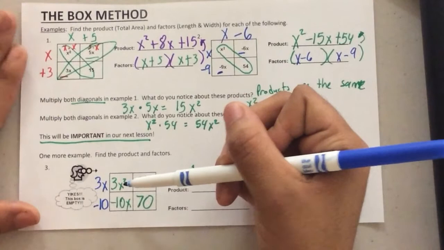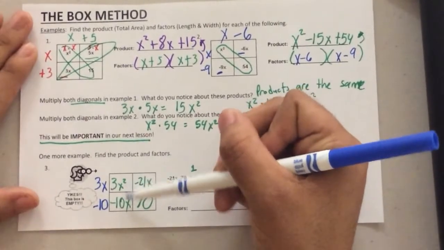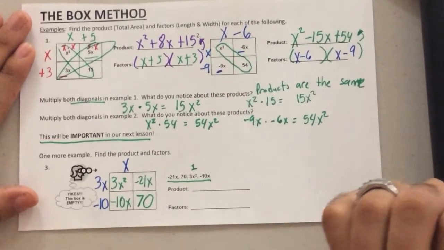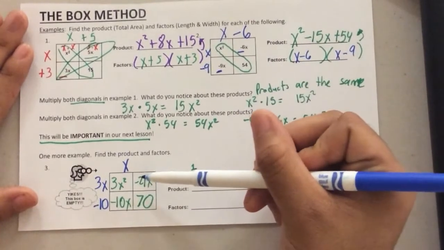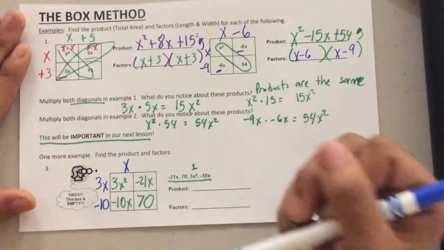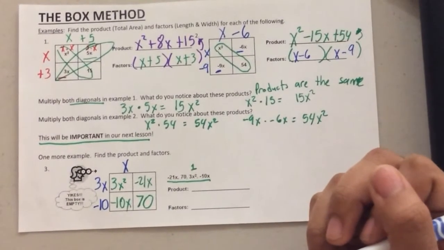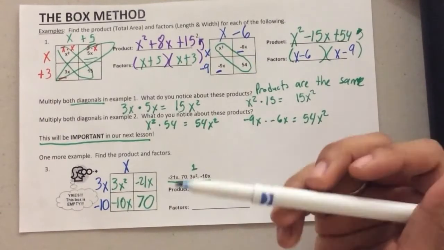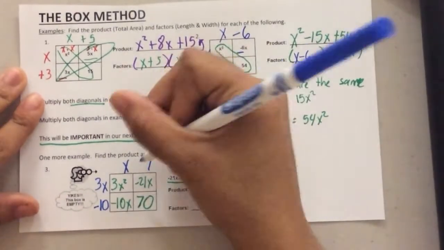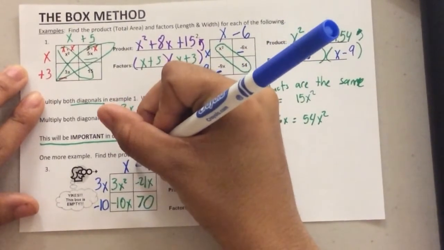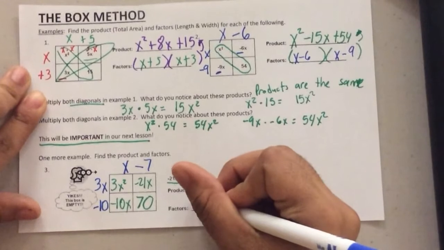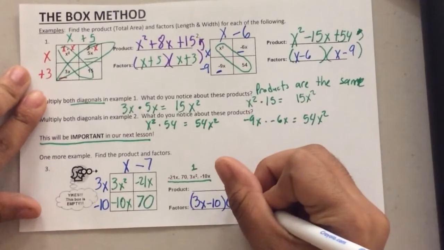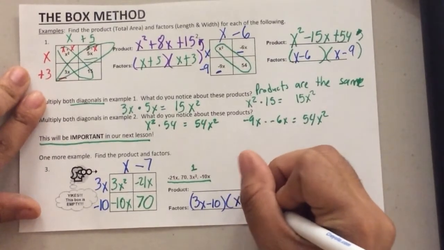Vertical. I have x squared and x. They both have an x. Is there a number that I can divide 3 and negative 10 by? No. Okay, here: negative 21x and 70. What's the greatest number I can divide both by? 7. Because this box has a negative, I'm going to bring out that negative. So my factors are 3x minus 10 and x minus 7.